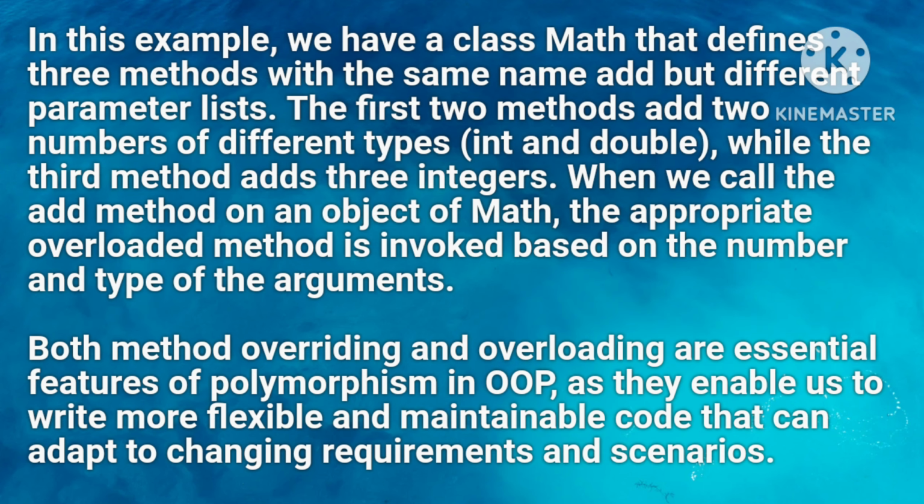In this example, we have a class Math that defines three methods with the same name add but different parameter lists. The first two methods add two numbers of different types, int and double, while the third method adds three integers. When we call the add method on an object of Math, the appropriate overloaded method is invoked based on the number and type of the arguments. Both method overriding and overloading are essential features of polymorphism in OOPM, as they enable us to write more flexible and maintainable code that can adapt to changing requirements and scenarios.